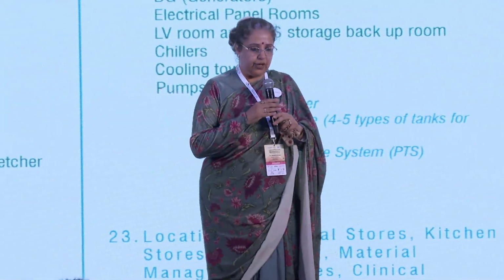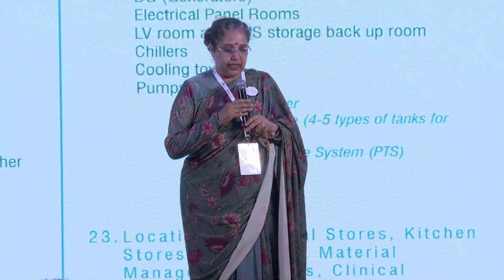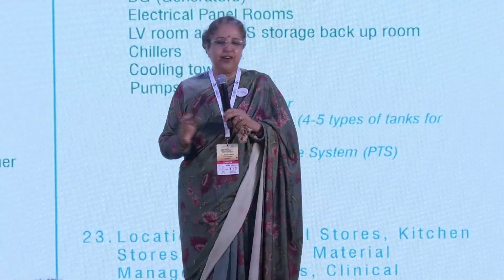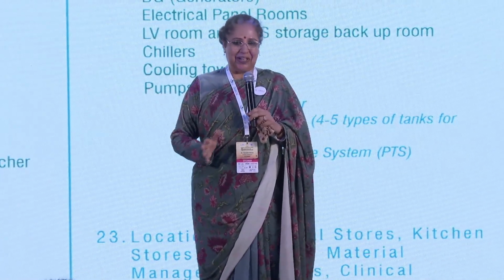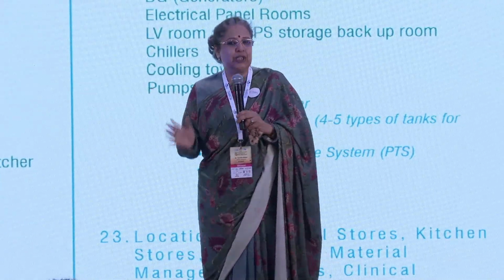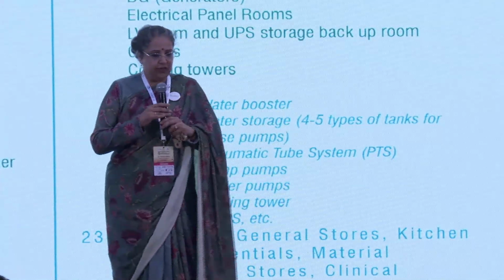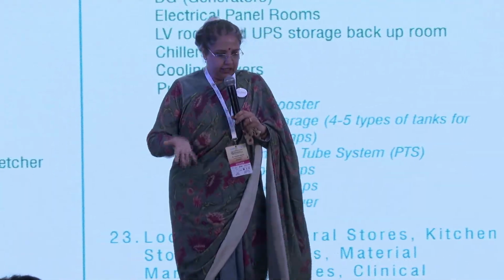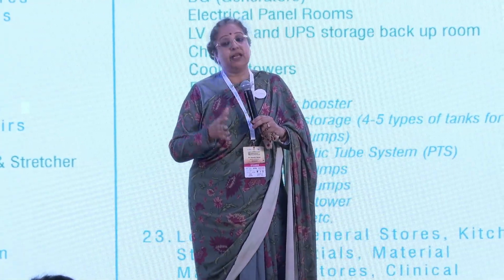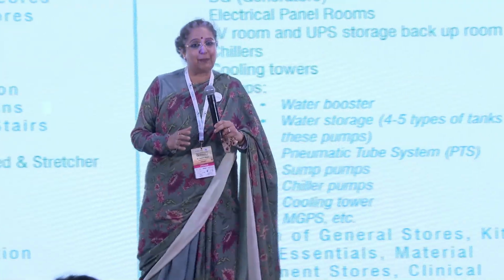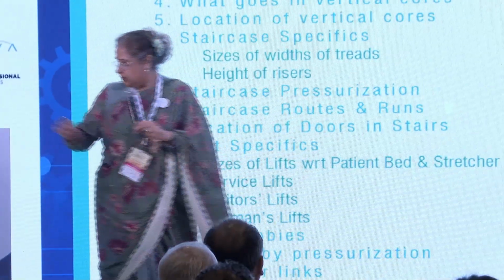Then there is accessibility to the placement of these vertical cores. The location of the fire room and CCTV monitoring room. Then location of the services of transformers, DGs, electrical, these are very critical. To redo some work in a hospital, one needs to know how the nerves of the hospital work. Then location of stores, kitchen stores, essentials, material management stores, clinical stores, and medical records, all these have very specific places. We just cannot place them anywhere in the hospital. So let me just move on to the next slide.